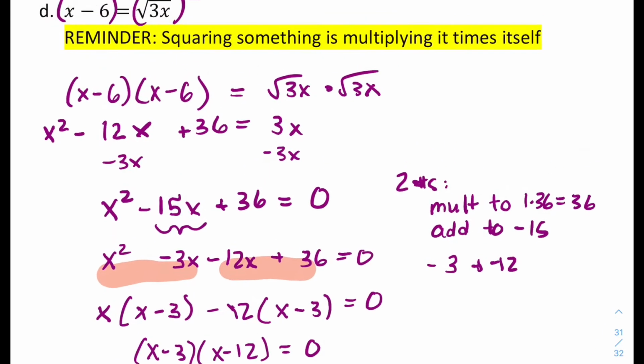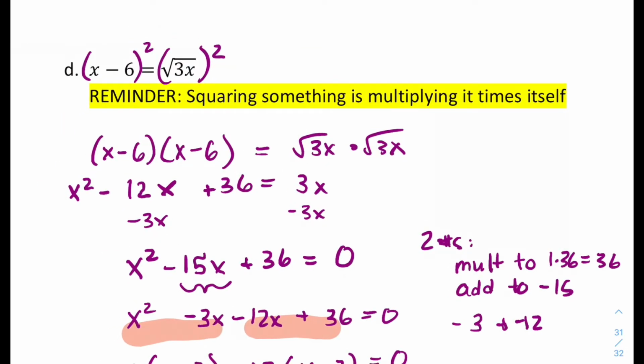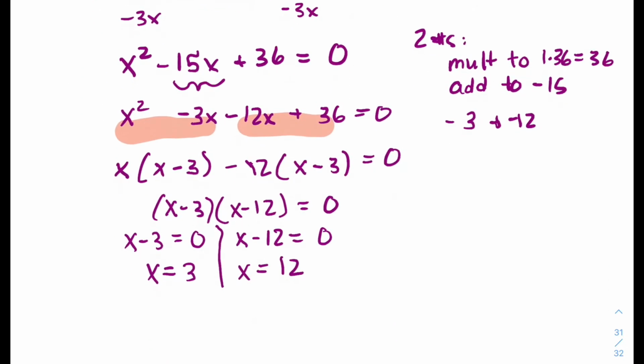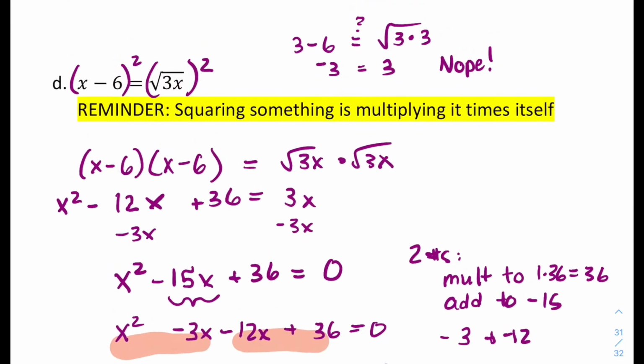Plug them in and check them. I'm just going to jot it at the top here. So let me do 3 first. 3 minus 6, we need to see if that equals the square root of 3 times 3. Well, that's -3 on the left and +3 on the right, because the principal square root of 9, which we're finding, is actually just +3, not -3.